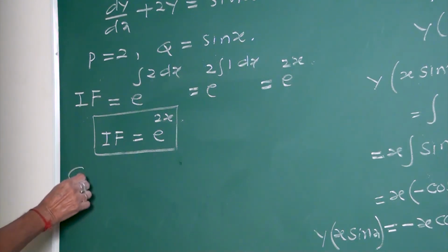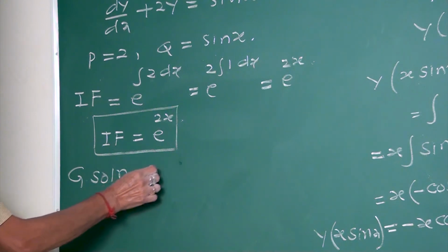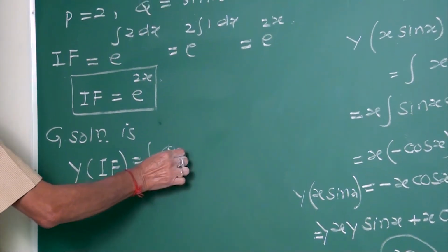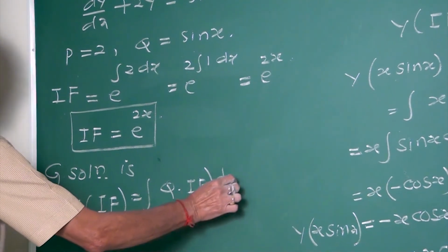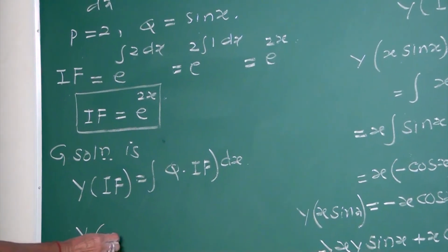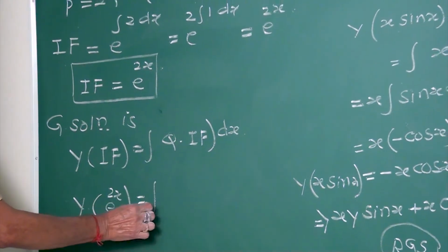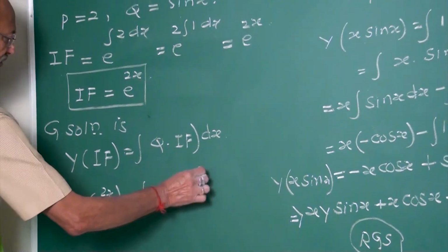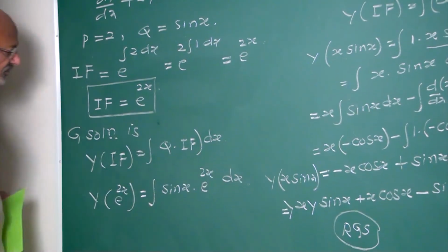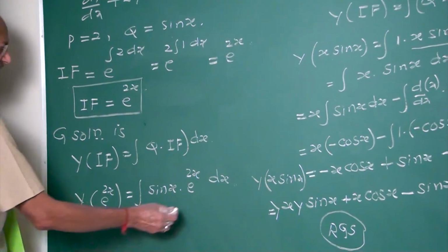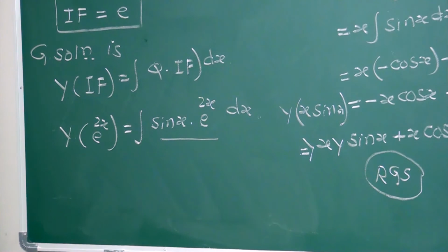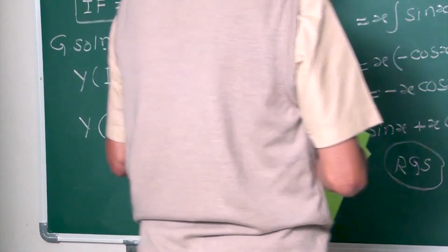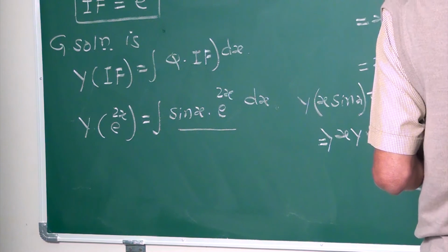Then the general solution: y into integrating factor equals the integral of RHS, Q into integrating factor dx. Substitute the values. Y into e to the power 2x. What is Q? Q is sin x. Sin x into e to the power 2x dx. Yes, my friends. Again, I LATE: integration by parts rule you have to use 2 times. That itself becomes lengthy. To avoid that, in such cases we use a direct formula here.